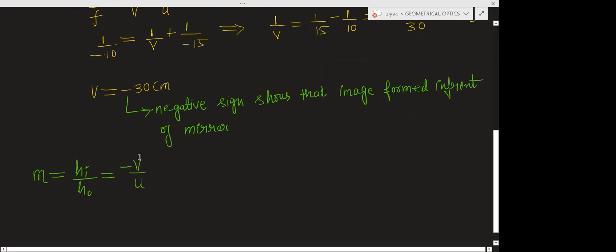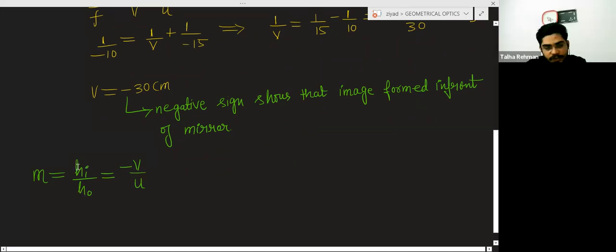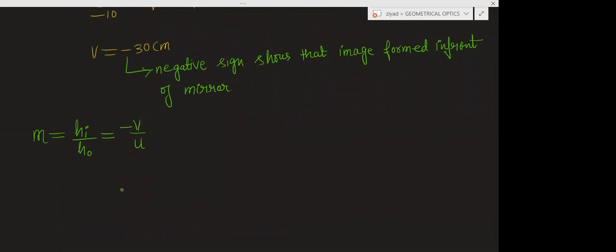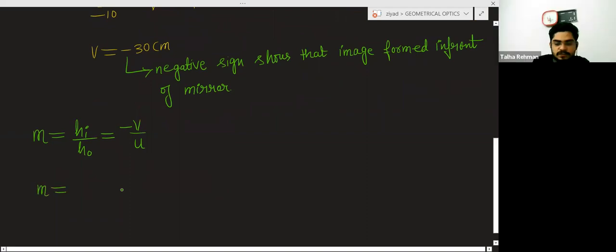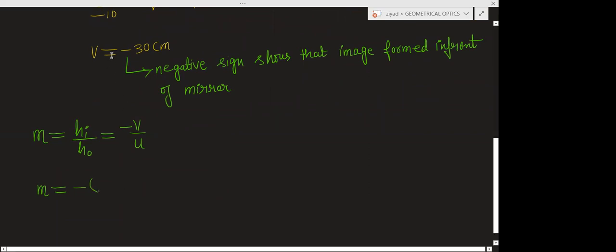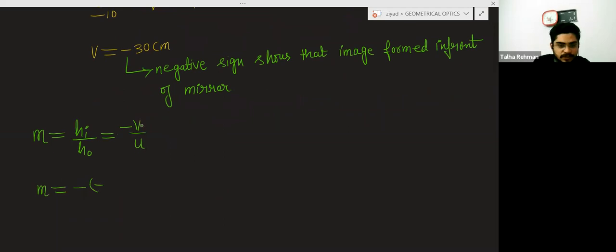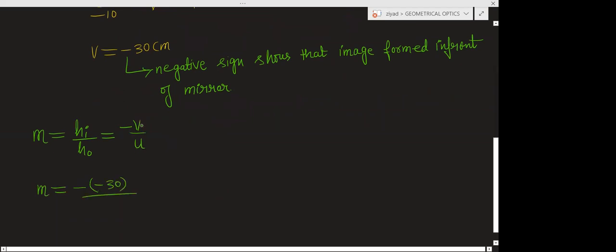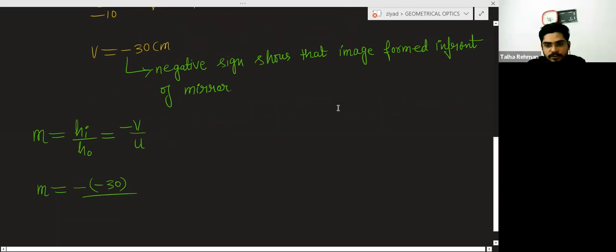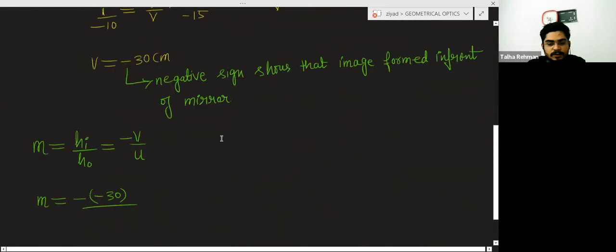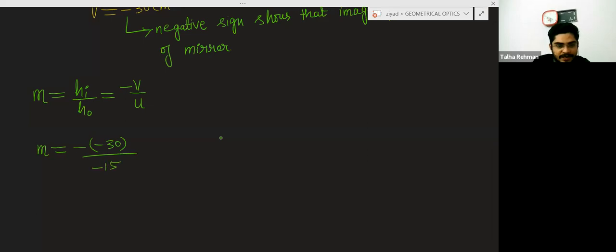We have the height of the object. We do not have the height of the image, but we have v and u, so we will use this. For finding the magnification, we will use minus v by u. So minus, what is v? v is minus 30. With sign, we will put the value in this formula. So it is minus of minus 30, it will become 30. u is minus 15, so we will put here minus 15. So magnification will come out to be minus 2.